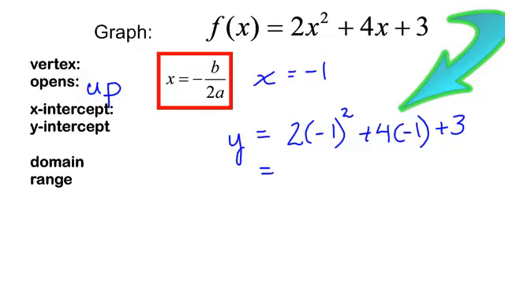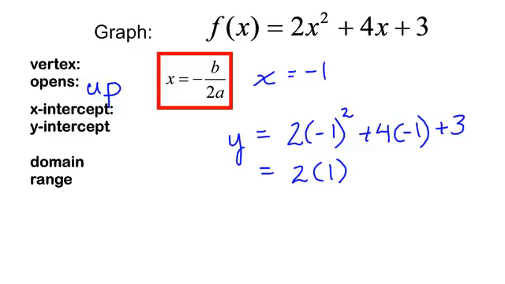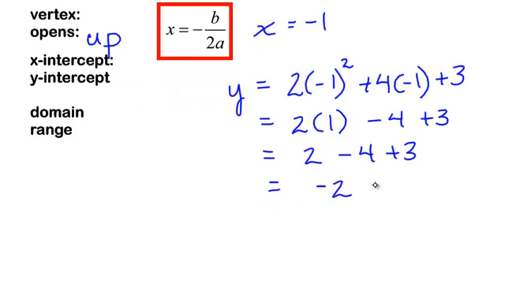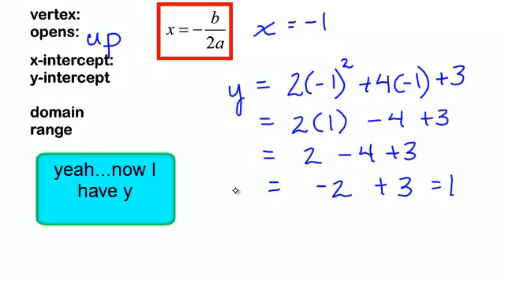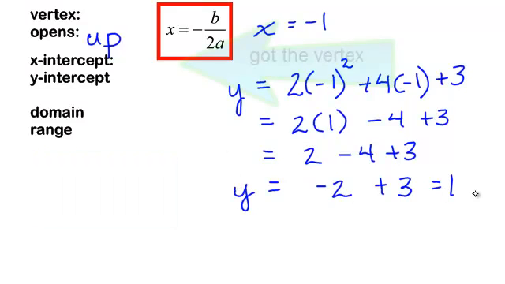Remember to do your exponents first. So that would be negative 1 squared, which is a positive 1. 4 times negative 1 is a negative 4. So 2 times 1 is 2. 2 and a negative 4 is a negative 2. Plus 3, that is a positive 1. So my y is equal to positive 1.